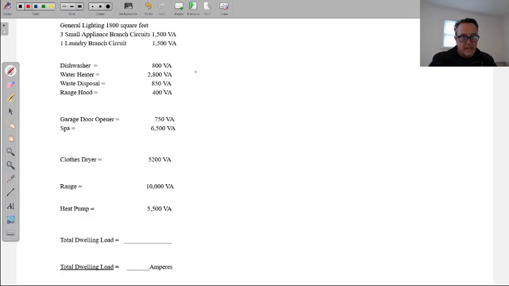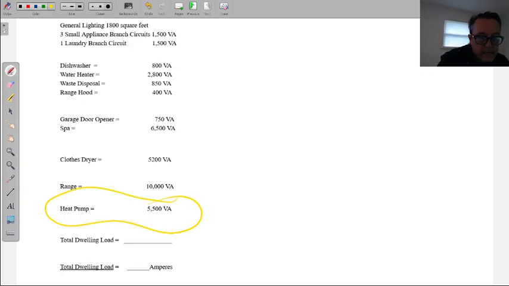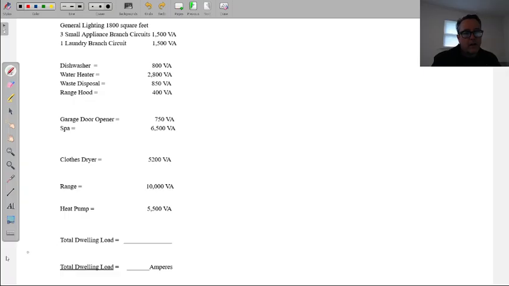Let's see if there's anything here that I want to make sure of. All right, they got a little bit fun with the air conditioning system. They gave us a heat pump, which I don't know a lot of homes that have that. This house does not have a cooling system, so if you have a heat pump system, you have a cooling system as well. And I think what they're giving us here is that the heat pump system was the larger of the two.